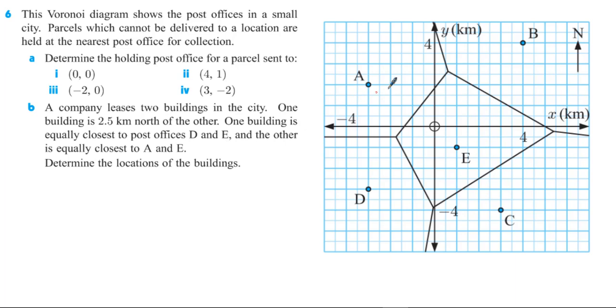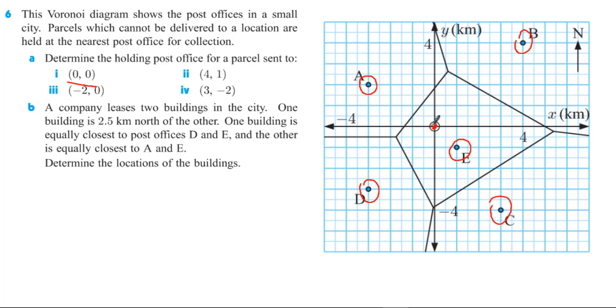Okay, these are the post offices. And how many post offices do we have? We have 4 post offices. We need to determine the holding post office for the parcel sent to (0, 0), the origin. Okay, for this one, actually we have 5. For this one, which one is the closest? If you are here, the closest post office to you is E. Whatever region you are in, you'll be closest to that post office.